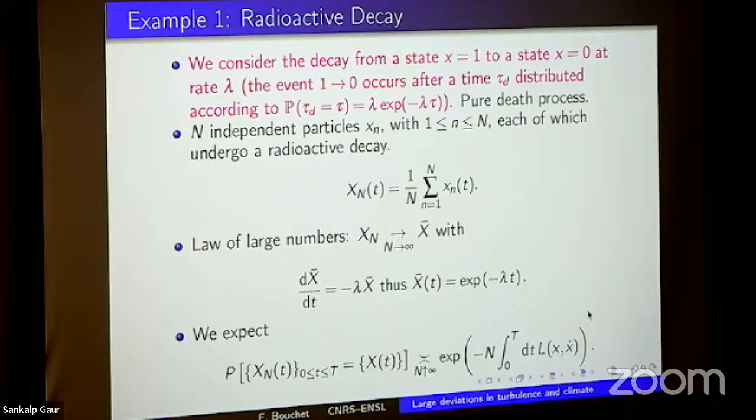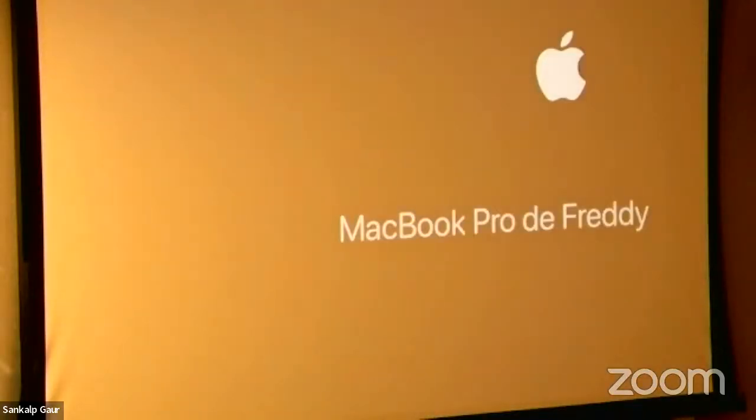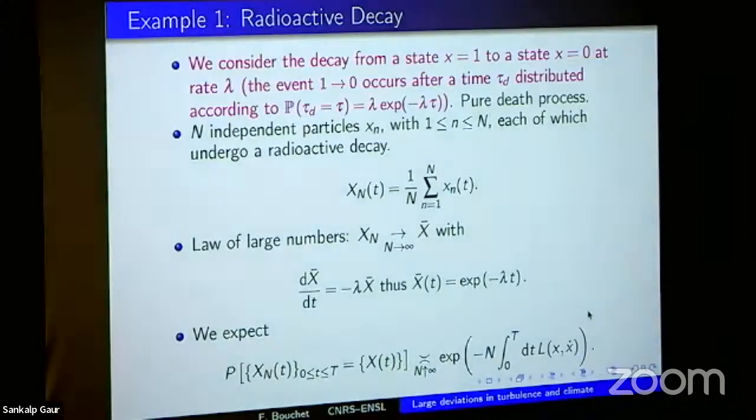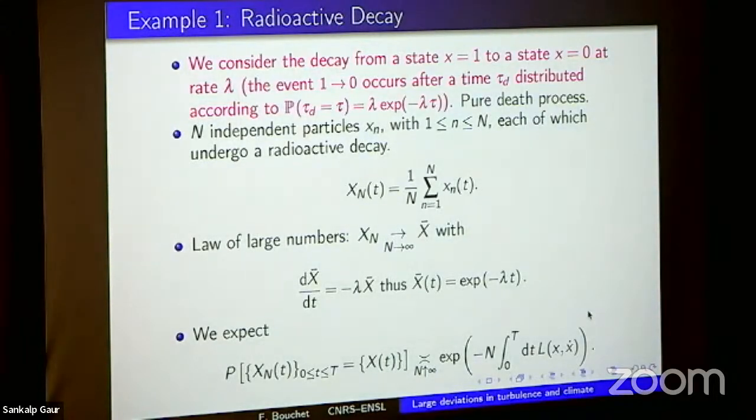But the question is, how does it decay? Of course, if n is very large, you take the law of large numbers, making averages here, you just write that dx bar over dt is minus lambda x bar, and you find that x bar is exponential of minus lambda t. So this is what you expect. The average decay just follows the exponential. But the question is, what are the fluctuations around this exponential? Can we deal with this?